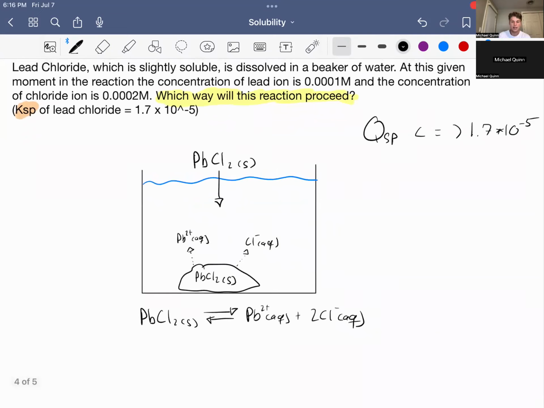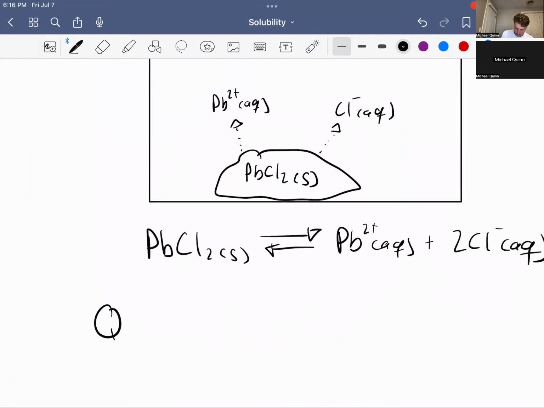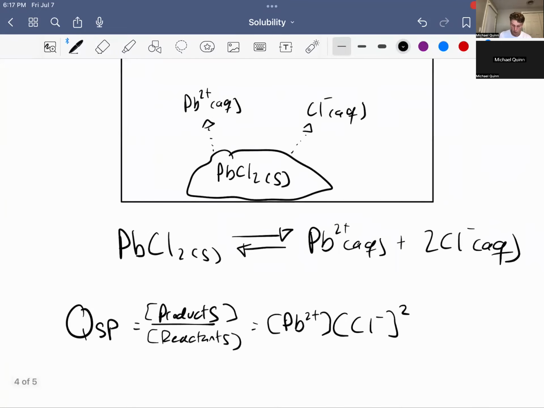So what we need to do is solve for Qsp. So we need to write an expression for Qsp, which is products over reactants, which in this case is equal to our lead ion concentration times our chloride ion concentration squared over 1, because we do not include lead chloride solid in our equilibrium expression.